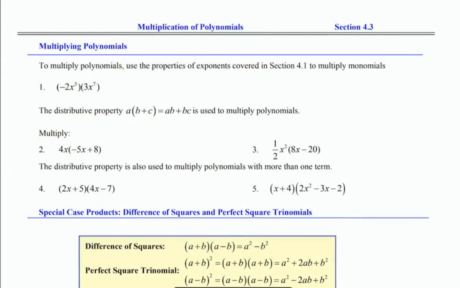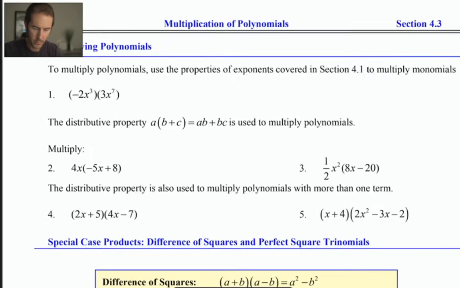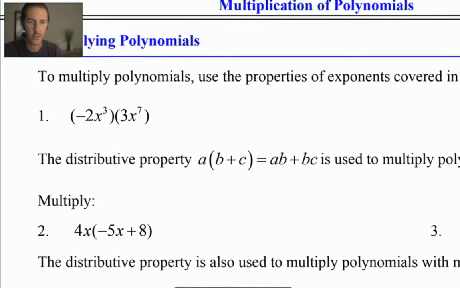The very first task we see in number 1 is to multiply a monomial times a monomial. And remember that a monomial is a polynomial that only has one term. Let's make that a little larger. There we are. So we're seeing only one term inside these parentheses, one term inside these parentheses.